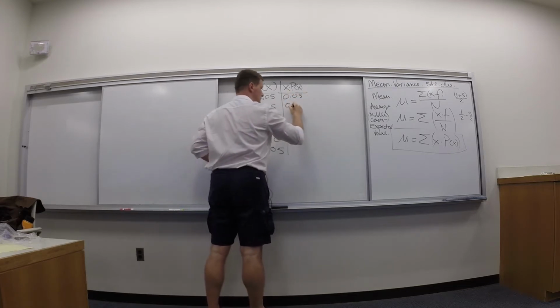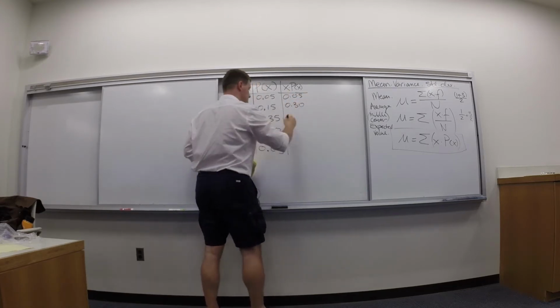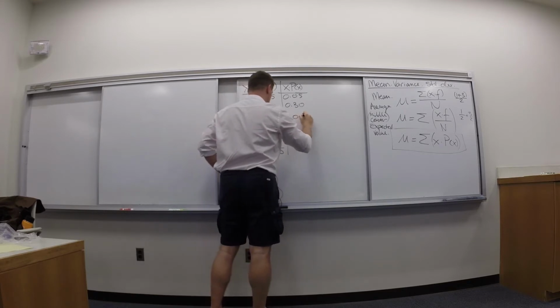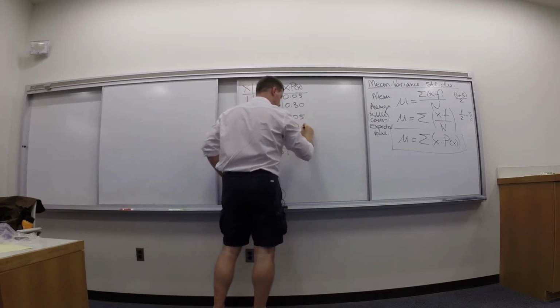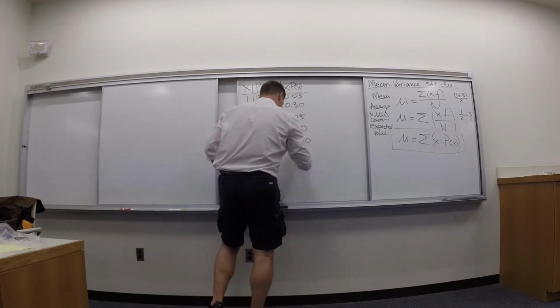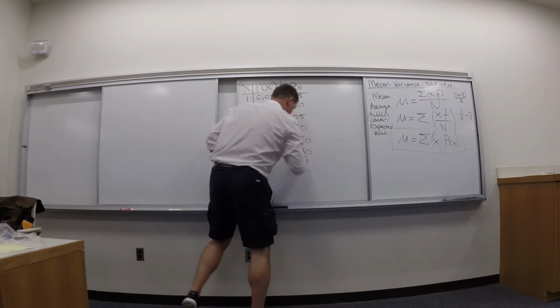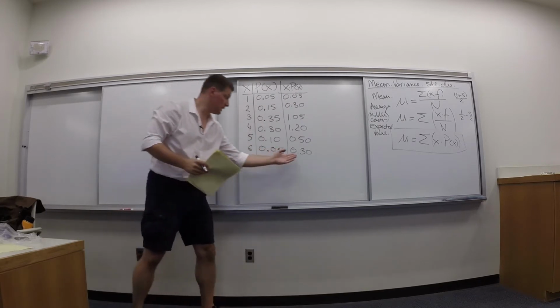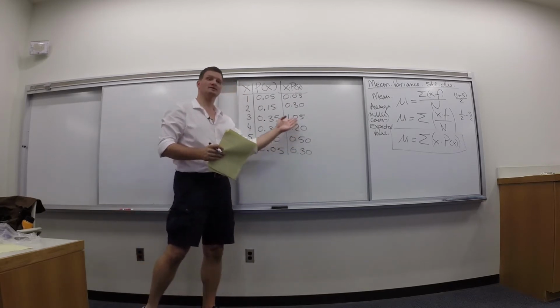0.05, 2 times this, 0.30, 1.05, 1.20, 0.50 and 0.30. And if you guys would like to know, I'm putting dots instead of commas.